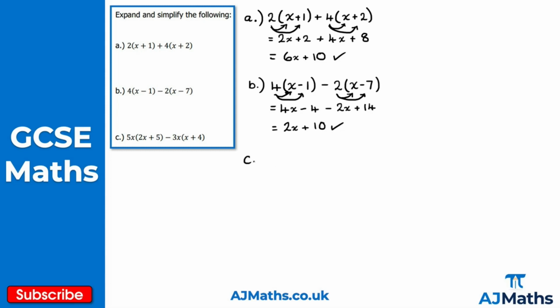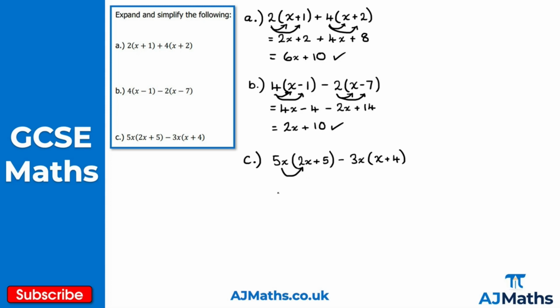And then finally for C here, a little bit more complicated. We've got 5x bracket 2x plus 5. Let's just write this down here. So 5x bracket 2x plus 5. Then we've got minus 3x bracket x plus 4. Okay, so if we start by expanding this first bracket here, we've got the 5x on the outside.